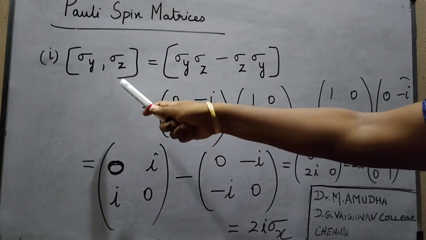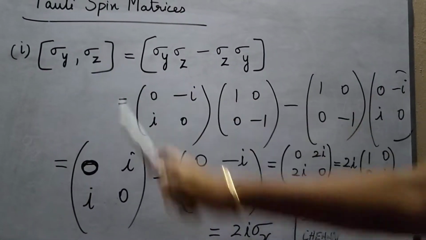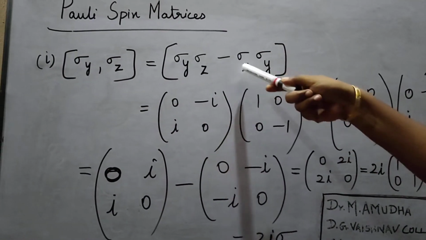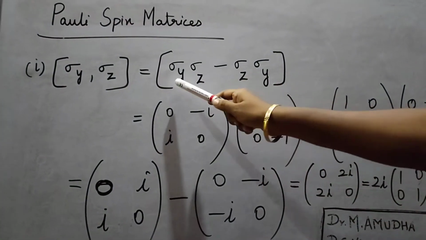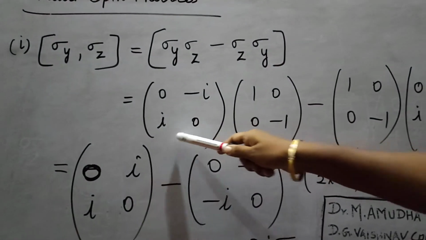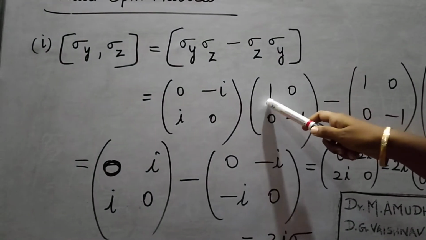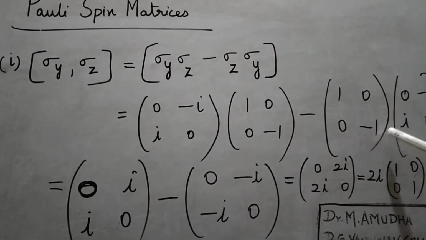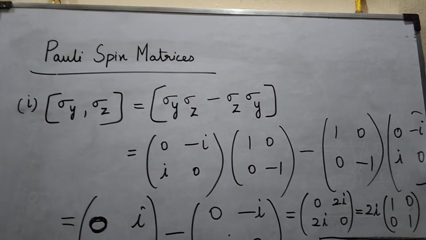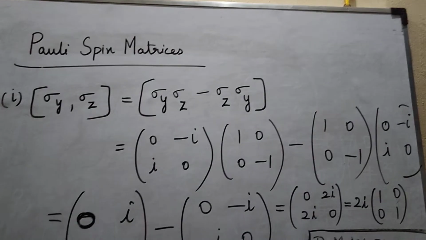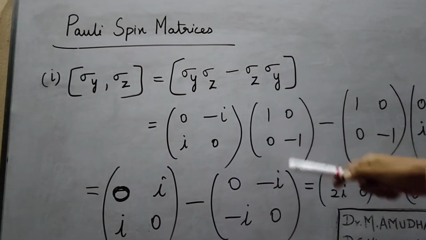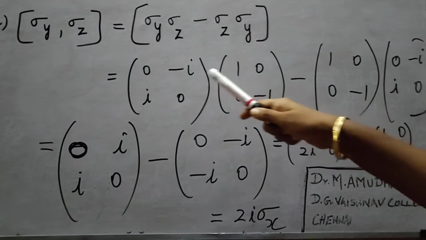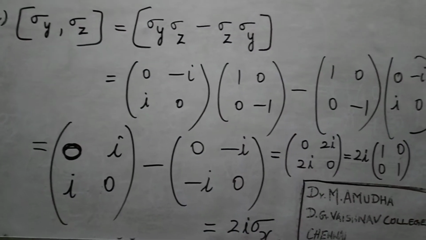We will see the next commutation relation, that is between sigma y and sigma z. So, sigma y, sigma z can be written as sigma y sigma z minus sigma z sigma y. Substituting for sigma y, 0, minus i, i, 0, sigma z in matrix form, 1, 0, 0, minus 1, minus sigma z, so 1, 0, 0, minus 1, and then 0, minus i, i, 0, that is for sigma y. Now, first do the matrix multiplication, and then we will subtract these two solutions.